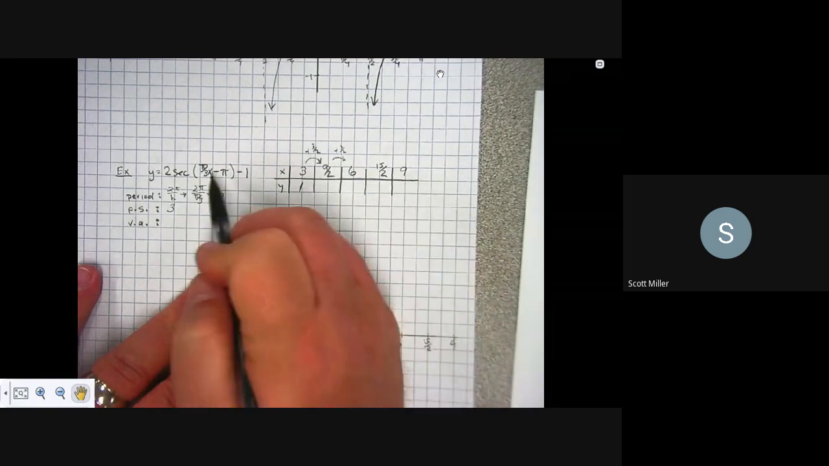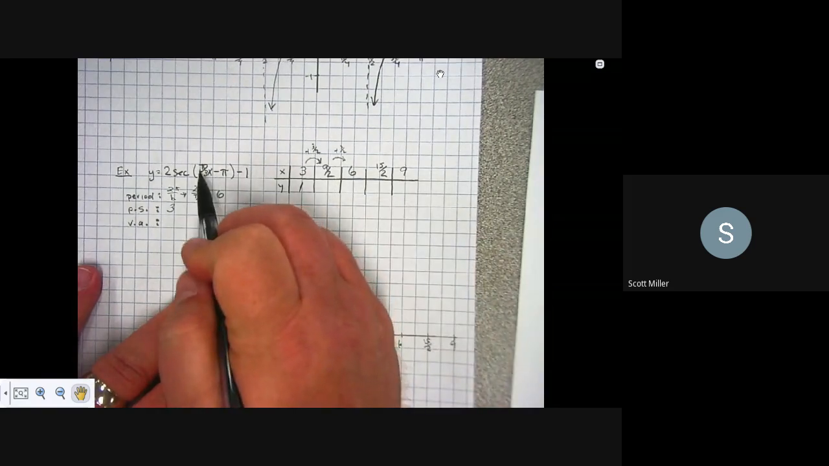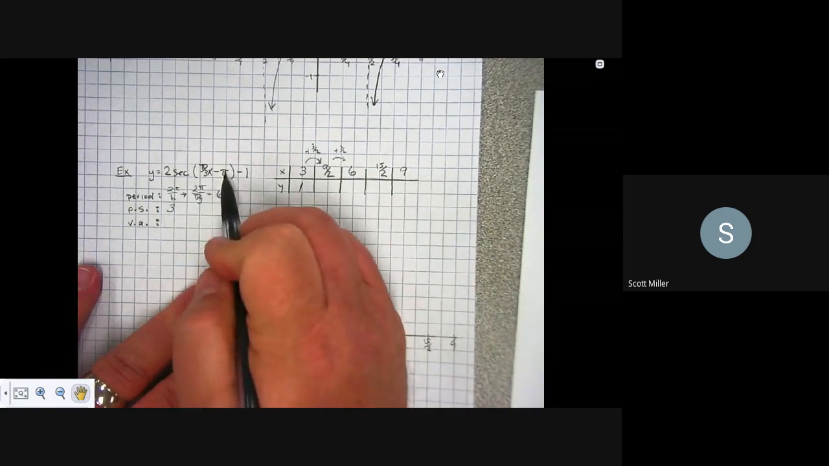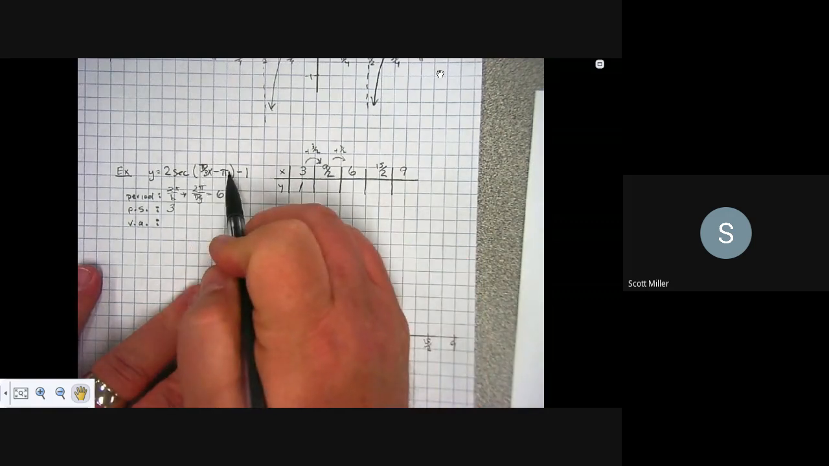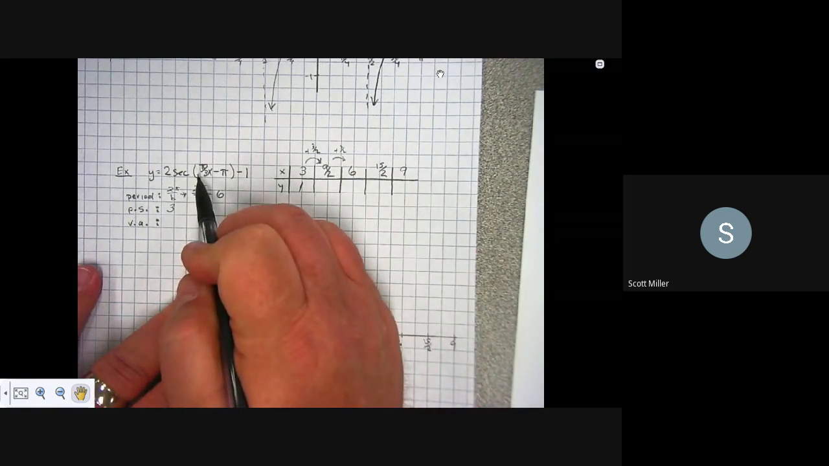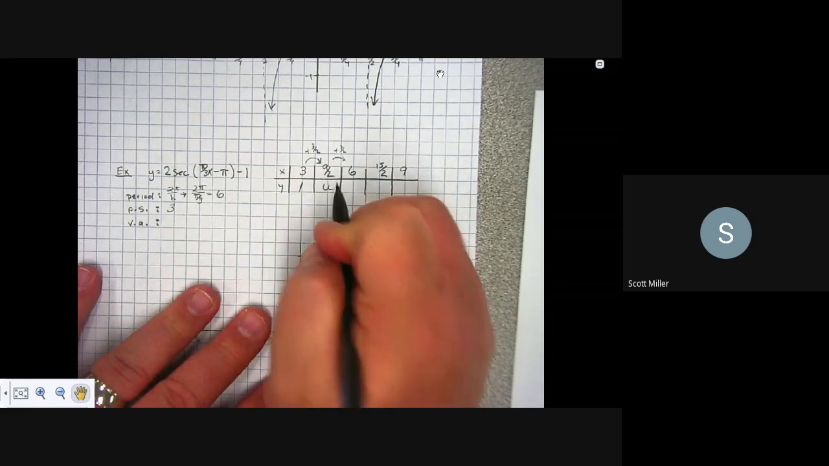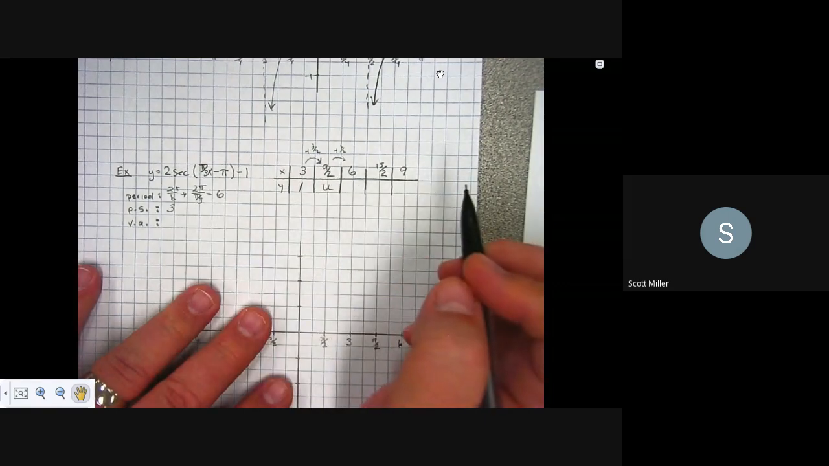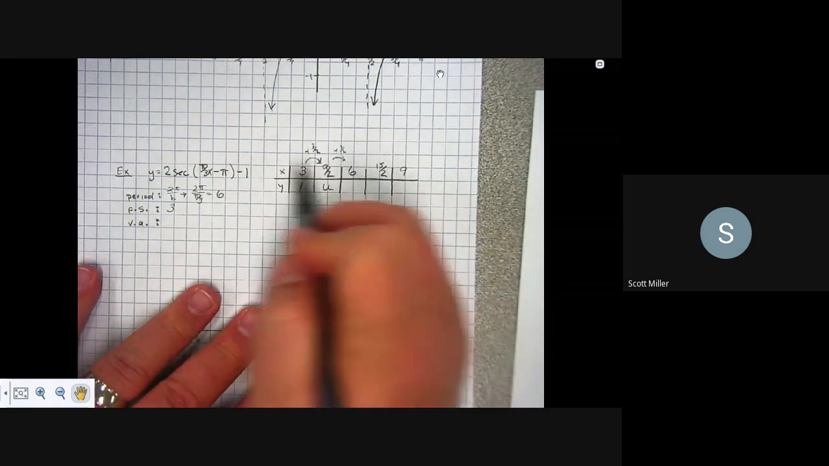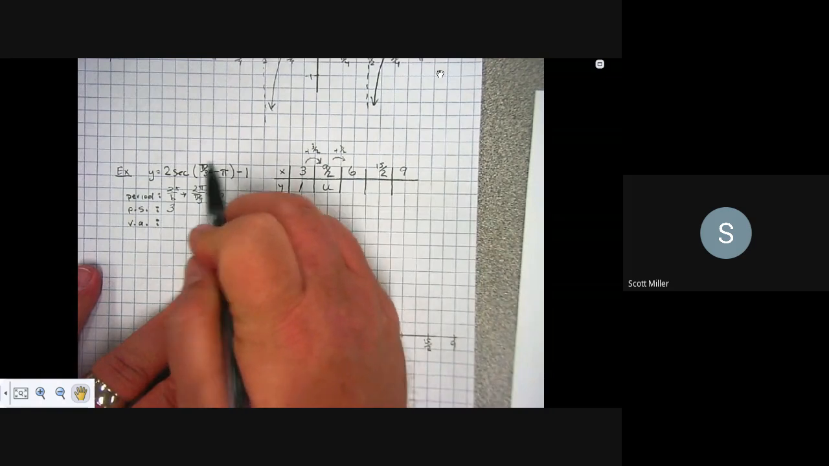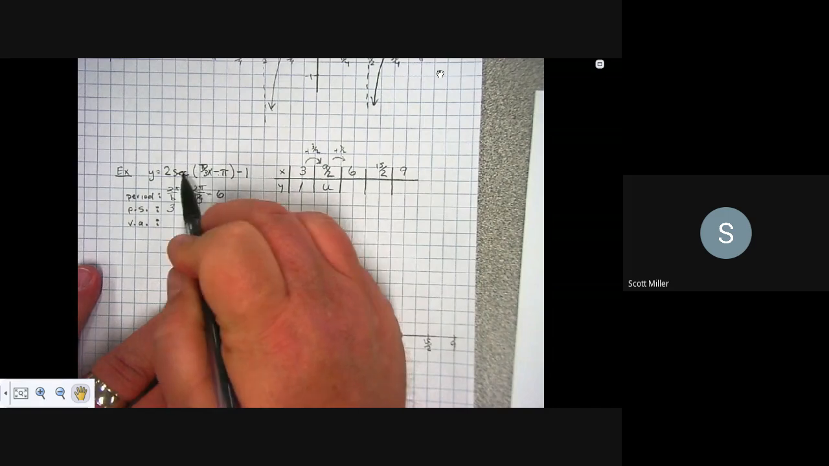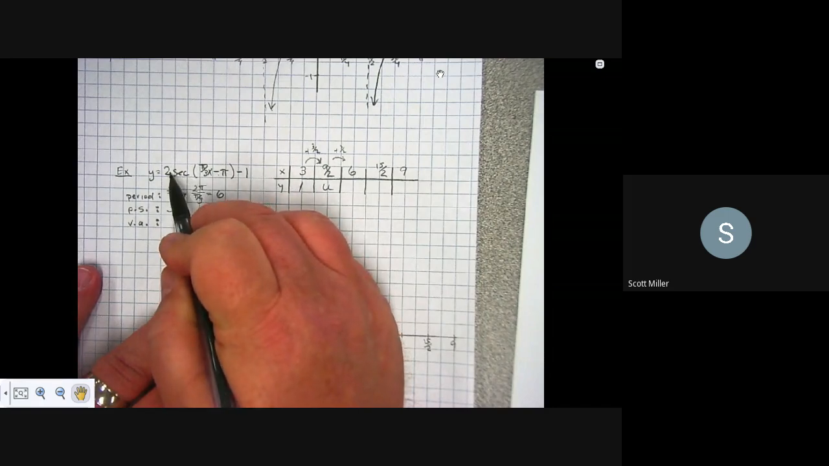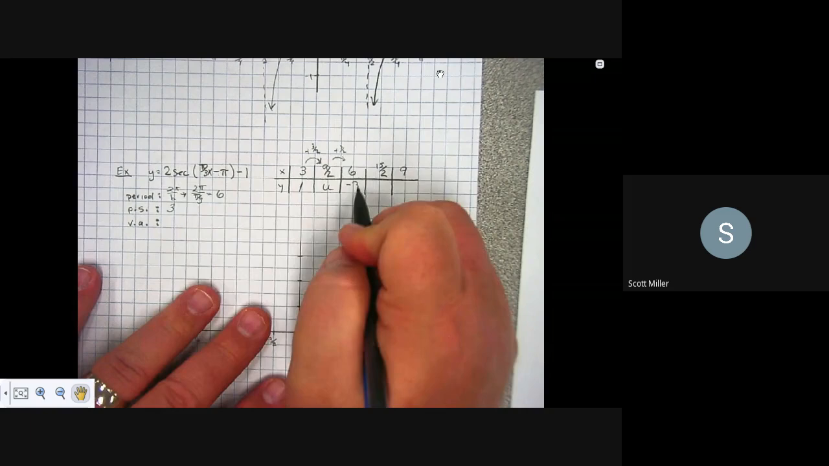If I plug in 9 over 2, this will be pi over 2, the secant of which is undefined. That automatically makes this undefined. If I plug in 6, this in here is going to be pi. The secant at pi is -1. And -1 times 2 is -2. -2 minus 1, -3.